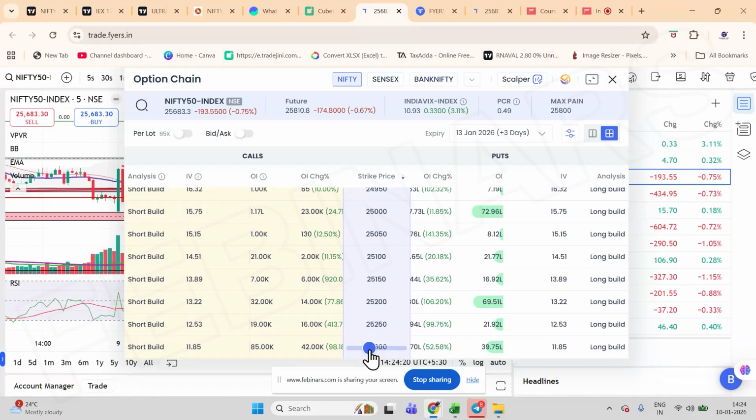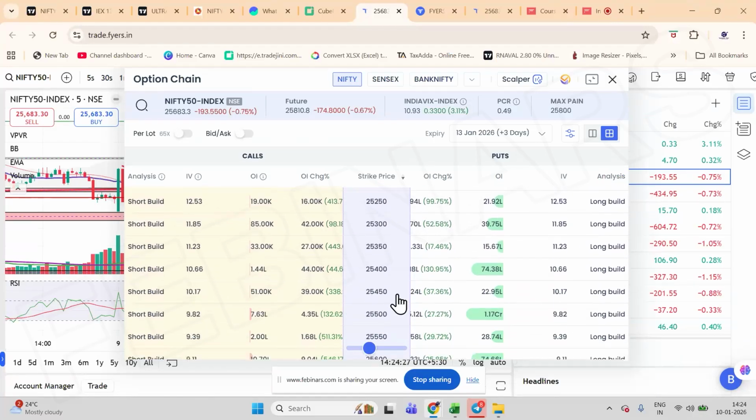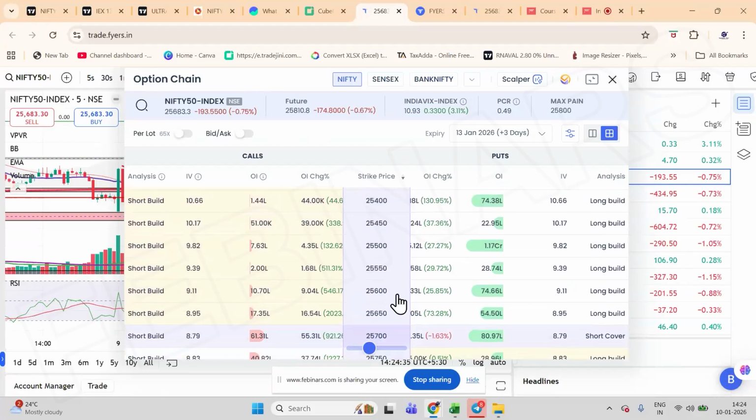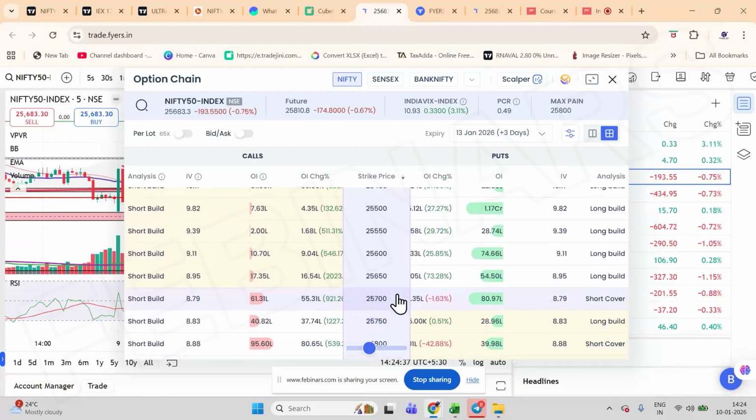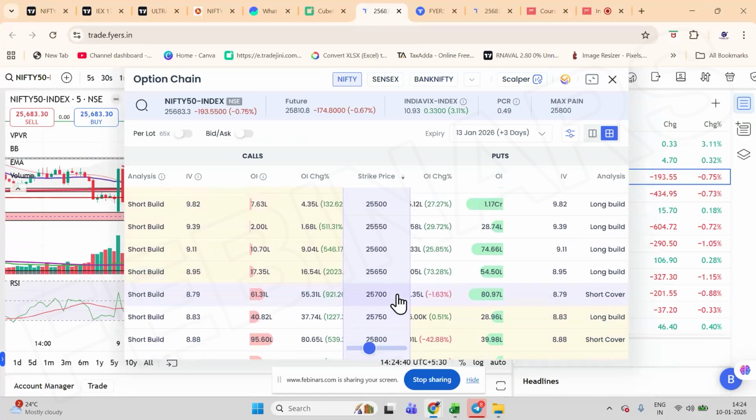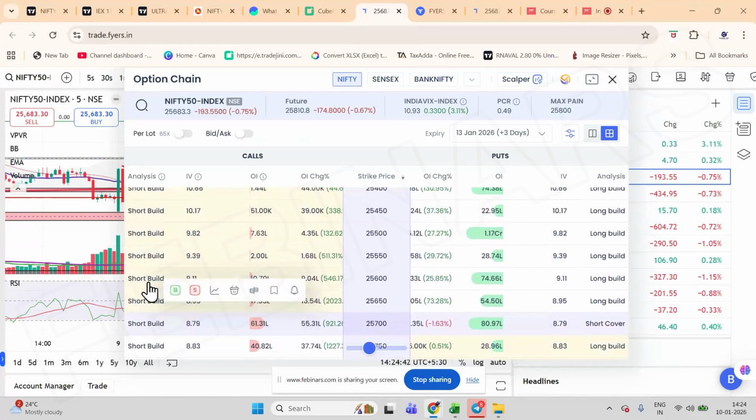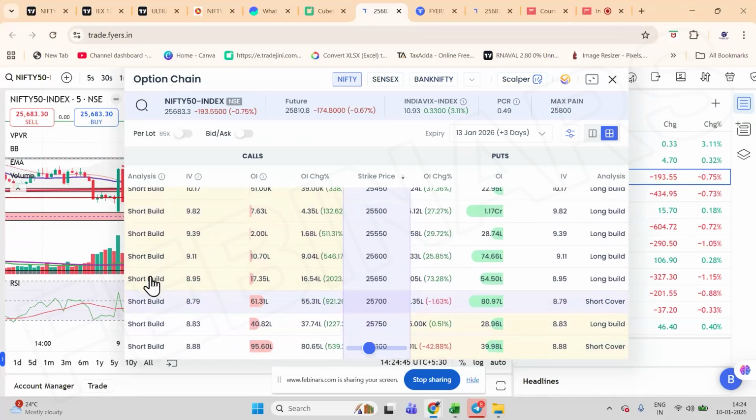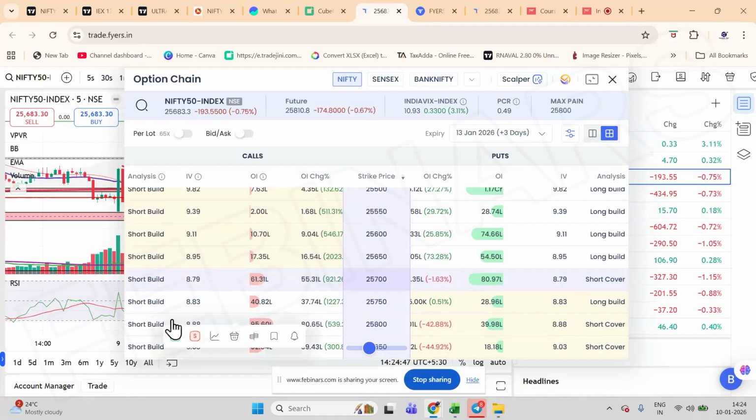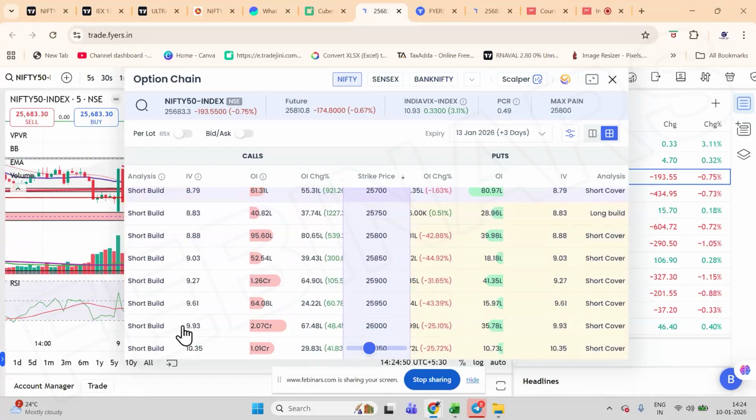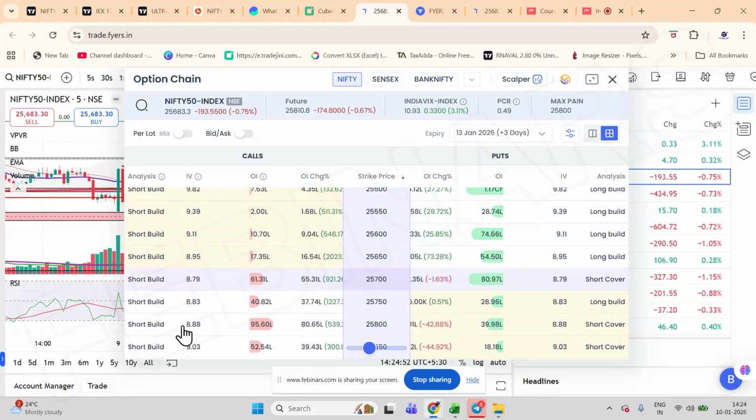So what is the ultimate goal here? What we have understood here is as simple as that: 25,200, 25,400, and 25,500 become a base. Markets can crack on the downside as there is a put long build up. Short covering has been done on the put side. Now again, what is happening here? Short build up in the call options has happened aggressively from 25,800 and 25,900, even 26,000. At 25,700 also a decent build up is there.